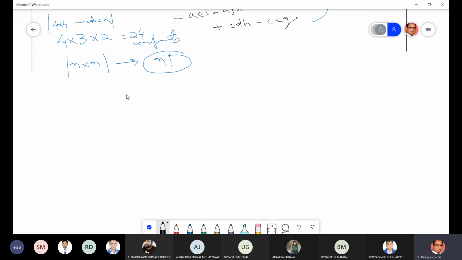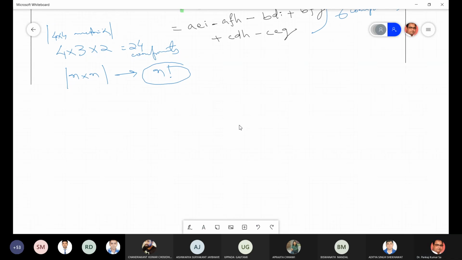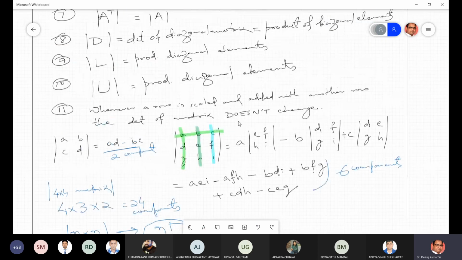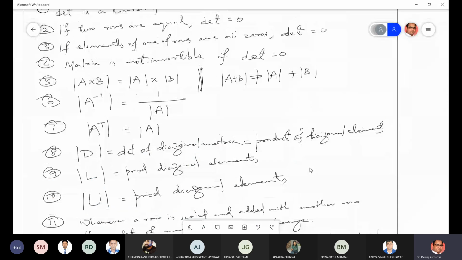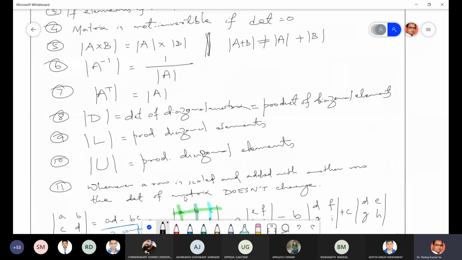So what is the solution? The solution lies with the properties. The solution lies with all these properties, and the important properties are these three that are highlighted here, number 8, number 9, number 10.